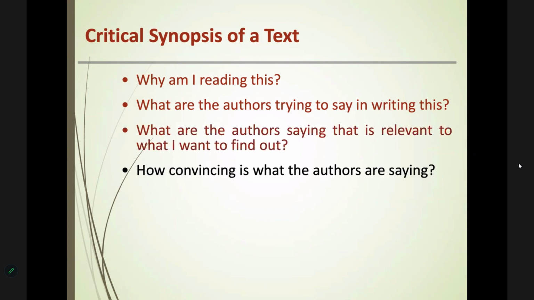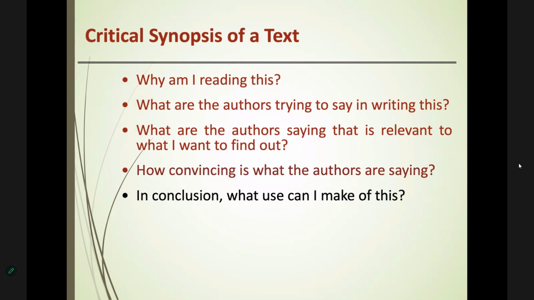How convincing is what the authors are saying? Have they done proper research, collected the data properly, conducted enough questionnaires or interviews, or whatever, with a rigorous, proper methodology? Or are they just telling out of nowhere and coming to a conclusion, and the paper doesn't show anything about the methodology? Then you doubt the credibility of the paper. So how convincing it is and what you can use it for, that is a conclusion. What use can you make out of this paper? That is some of the critical synopsis that you have to do.